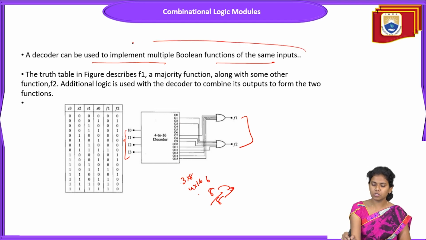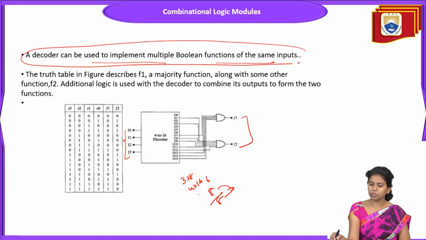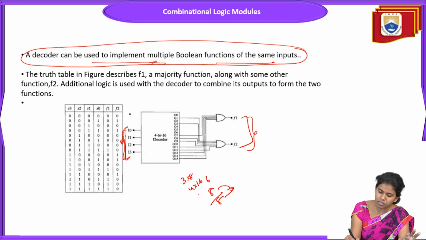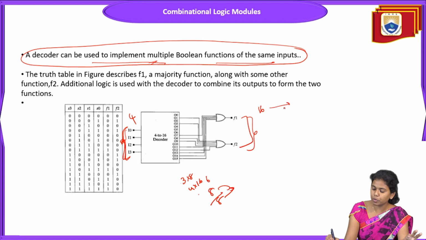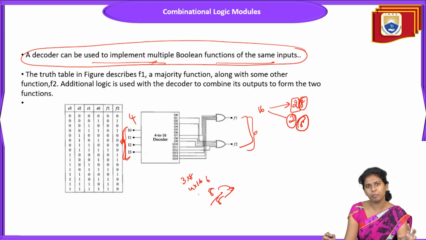So this point is talking about how a decoder can be used to implement multiple Boolean functions from the same input. That means what? From these 4 inputs, we are obtaining the 16 outputs, and we club these 16 outputs into 2 parts, that is 8 in one and 8 in the other. So we can map them, with the combinations with respect to the input.